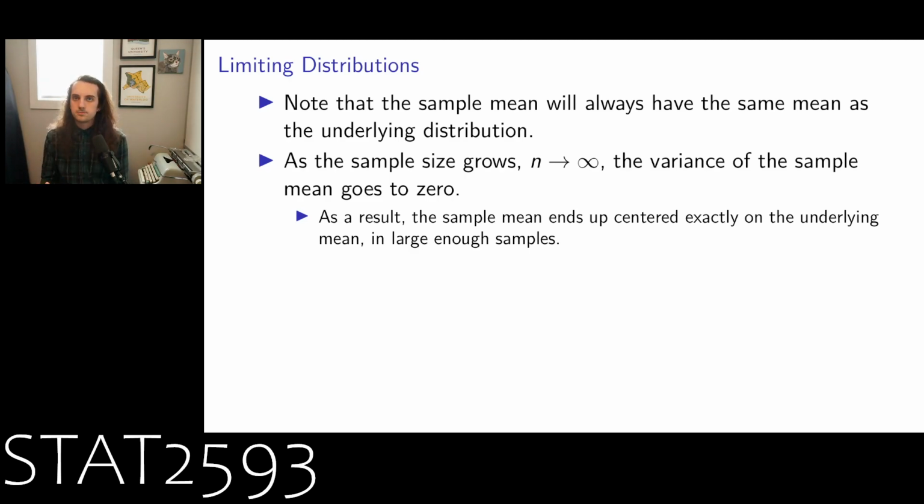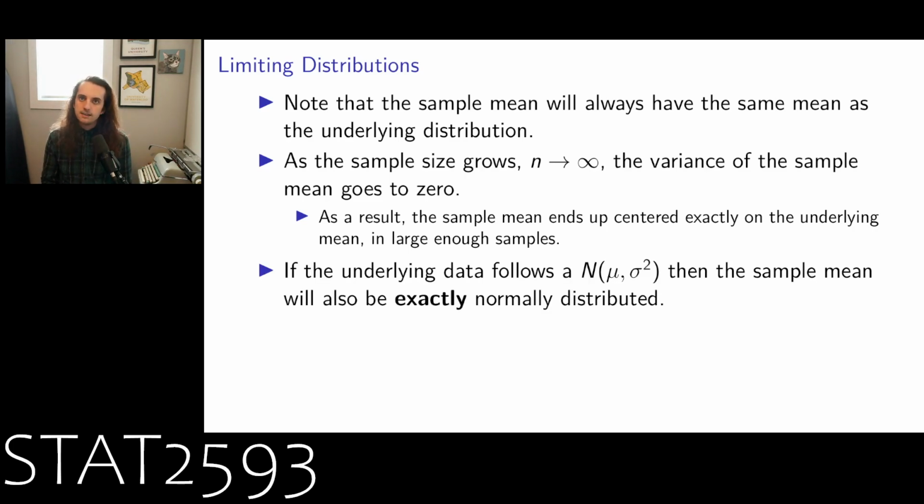In practice, we're never going to have infinitely sized samples, but the fact that larger and larger samples shrink the variance more and more means that as the sample size grows, the amount of spread we can see in our sample mean continues to shrink. If we assume that the underlying distribution was normal with mean mu and variance sigma squared, then the sample mean is also going to be exactly normally distributed. Everything we've seen up till this point does not depend on the underlying distribution, but if we say that the underlying distribution is normal, then the sample mean will be exactly normal.